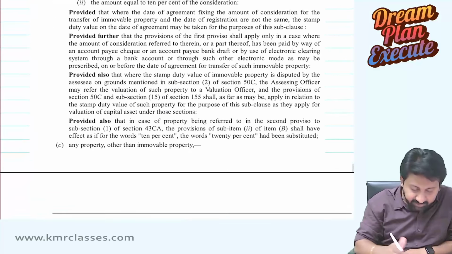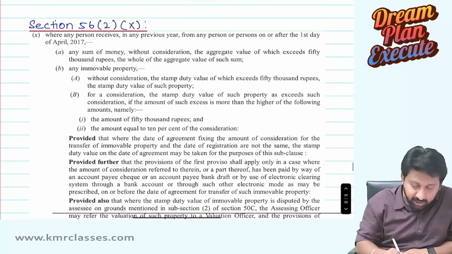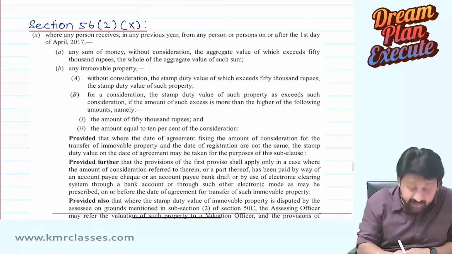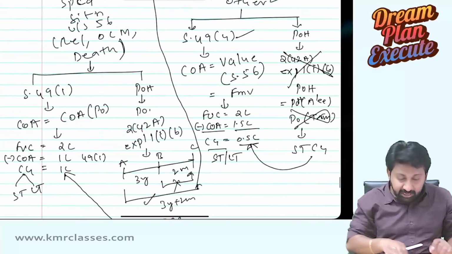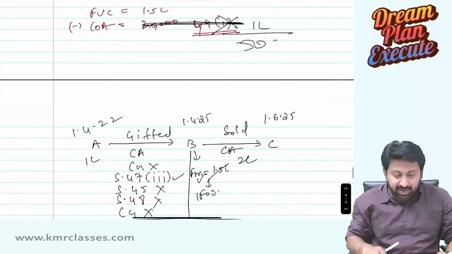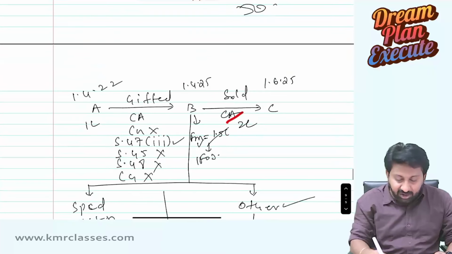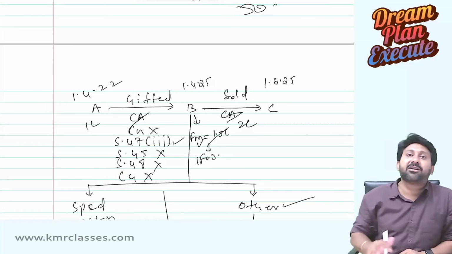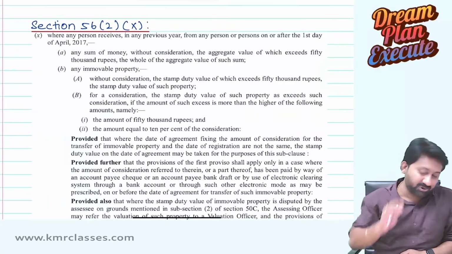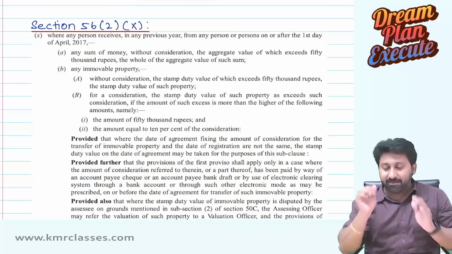Here they use the words any property, immovable property. They did not use the words immovable property being a capital asset. But in all my examples, I have treated them as if they are all capital assets. Then how does it justify our discussion now? Understood or not? See, again I am telling.